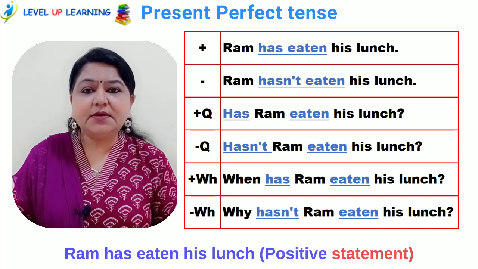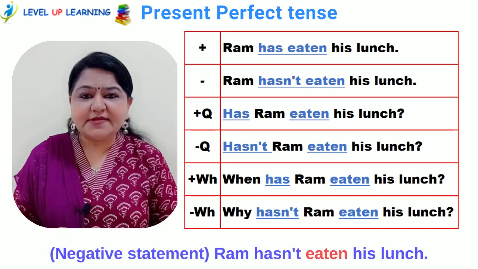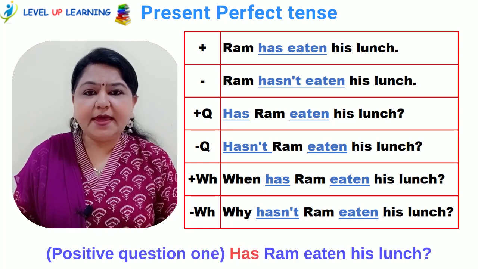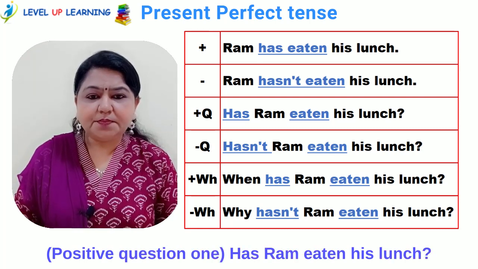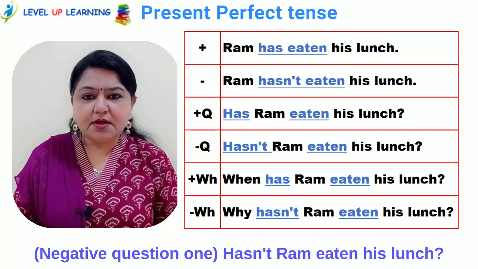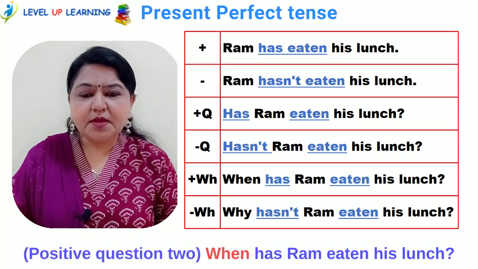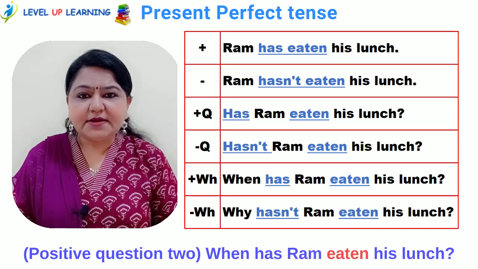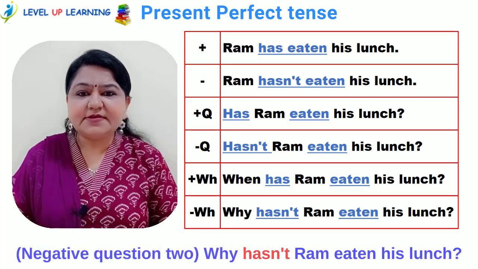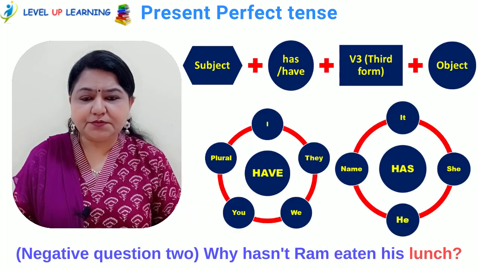Positive statement. Negative statement. Ram hasn't eaten his lunch. Positive question 1. Has Ram eaten his lunch? Negative question 1. Hasn't Ram eaten his lunch? Positive question 2. When has Ram eaten his lunch? Negative question 2. Why hasn't Ram eaten his lunch?